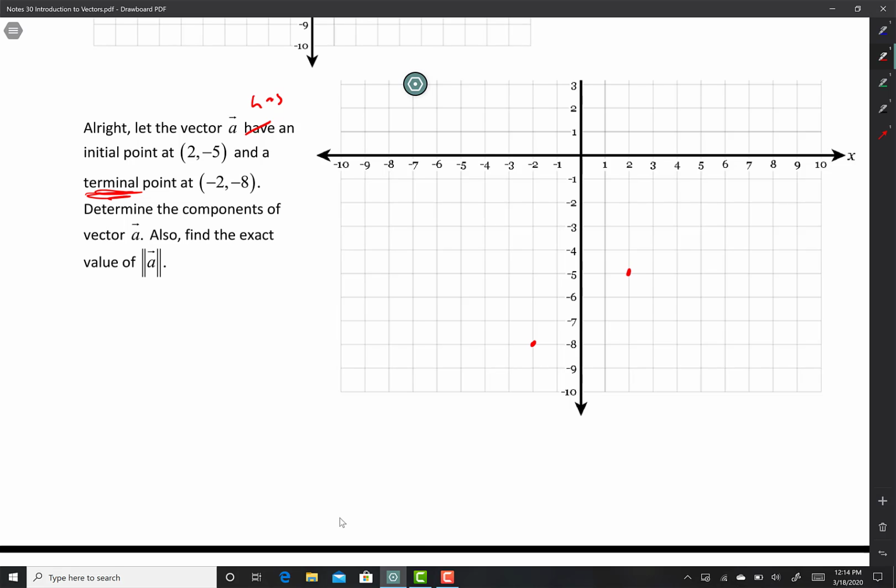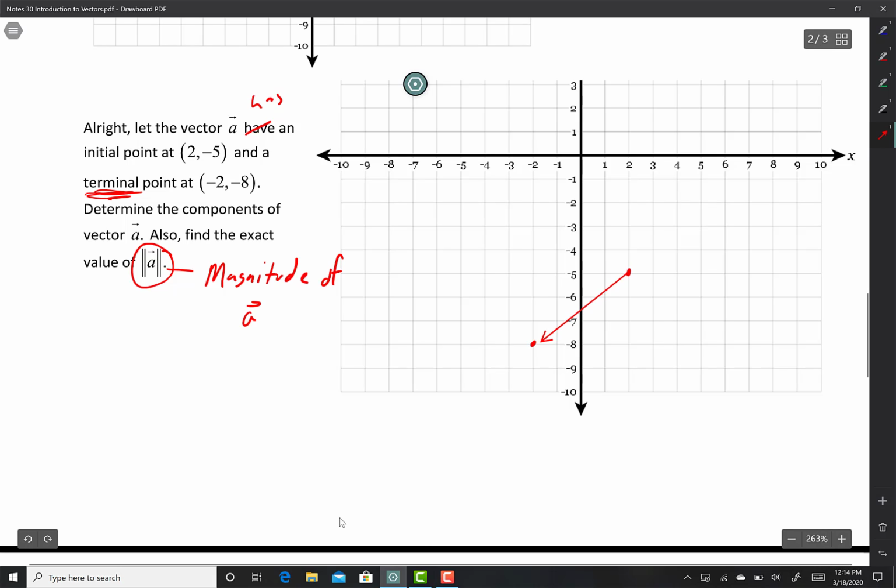Determine the components of the vector A. Also find the exact value of... Okay, what this means here, and I've also seen it with absolute value instead of these double lines, that means magnitude of A. So don't worry, I'm going to help you guys with that. So I have from 2, -5 to -2, -8. So here's my vector.